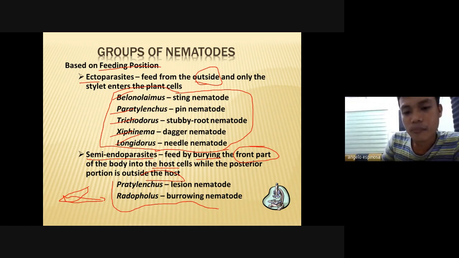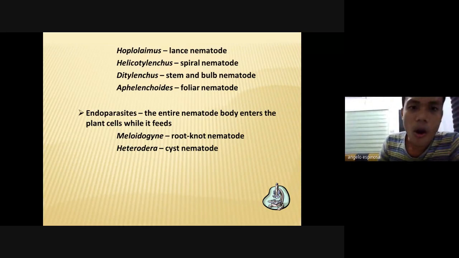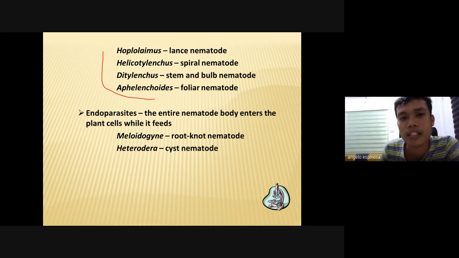Okay, and then also Hoplolaimus, lance nematode, Helicotylenchus, spiral nematode, Ditylenchus, stem and bulb nematode, Aphelenchoides, foliar nematode.